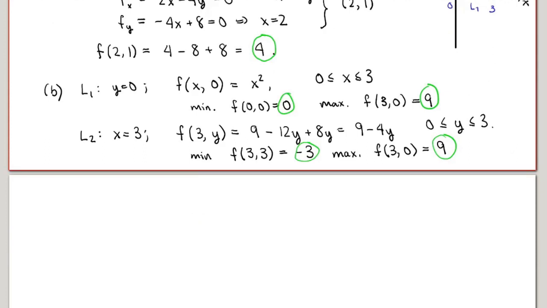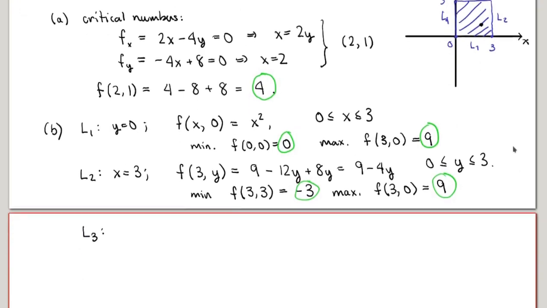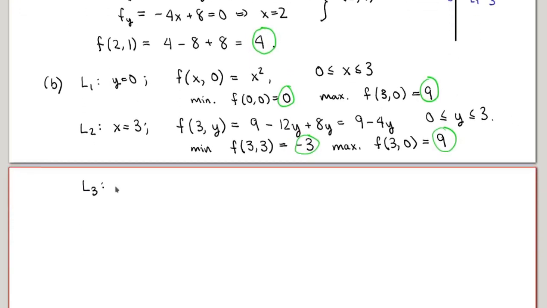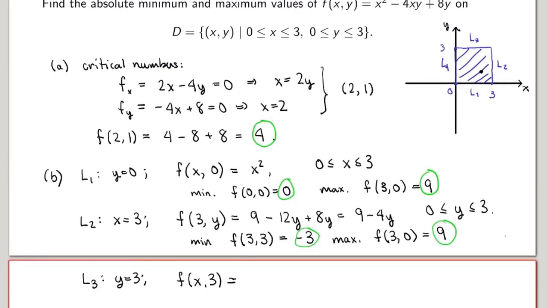Okay, and then I need to keep going, so I have 2 more line segments to do. L3, so if I go back to my picture, L3 was the case where y was equal to 3. And I substitute that in my function to get the function of one variable that I'm interested in. So the function here was x squared minus 4xy plus 8y.